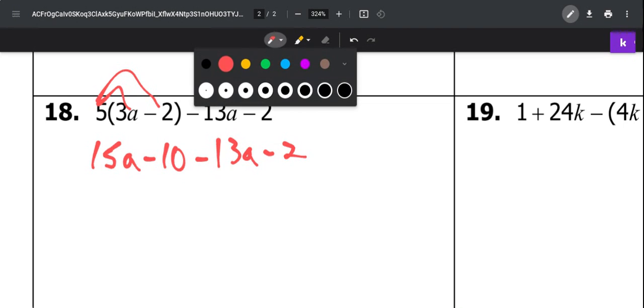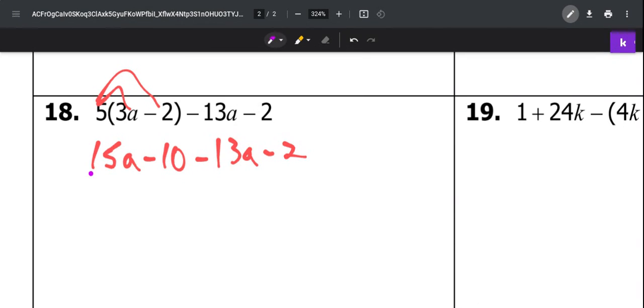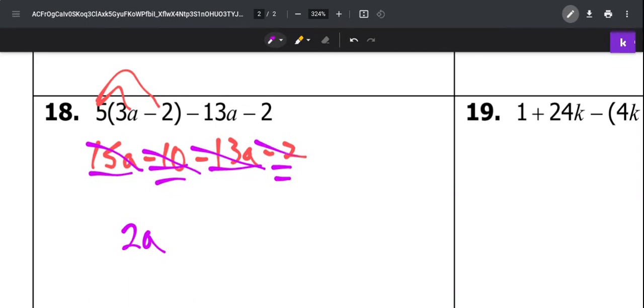Then we can combine like terms after. So 15a, 13a, and then negative 10 and negative 2. All right, so 15a minus 13a is 2a. Negative 10 minus 2 stays negative, and then we add them, so it'd be negative 14. So 2a minus 14. Actually, I'm doing that wrong. It'd be 12. I'm crazy. All right, so 2a minus 12, not 14.